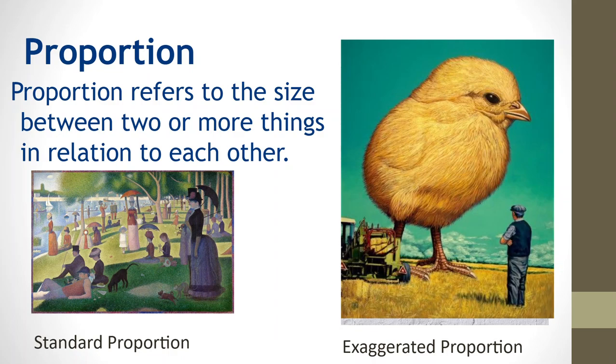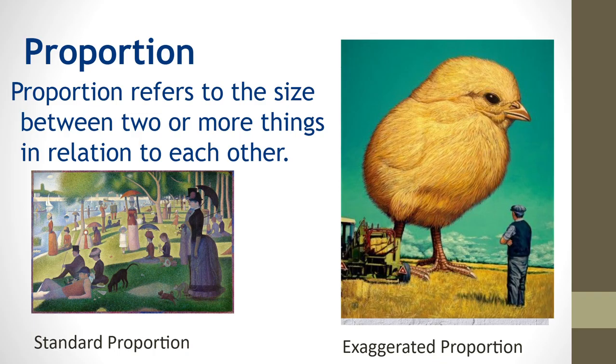The next principle of art design that we're going to learn about is called proportion. Proportion refers to the size between two or more things in relation to each other. Usually when an artwork is intended to look realistic, we call this standard proportion. And this helps us realize space and depth in an artwork.